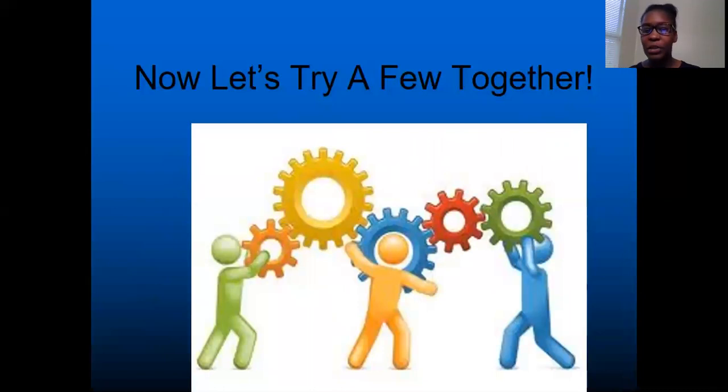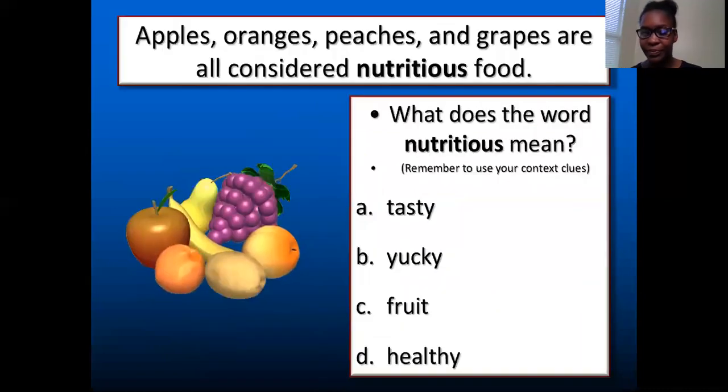Now, let's try a few together. All right, our sentence says, apples, oranges, peaches, and grapes are all considered nutritious food. Let's think about that one. What does the word nutritious mean? All right, so they give us some examples of some nutritious foods. So they give us apples, oranges, peaches, and grapes. Now, let's look at your choices, because sometimes they can be tricky. You have to really think about it.